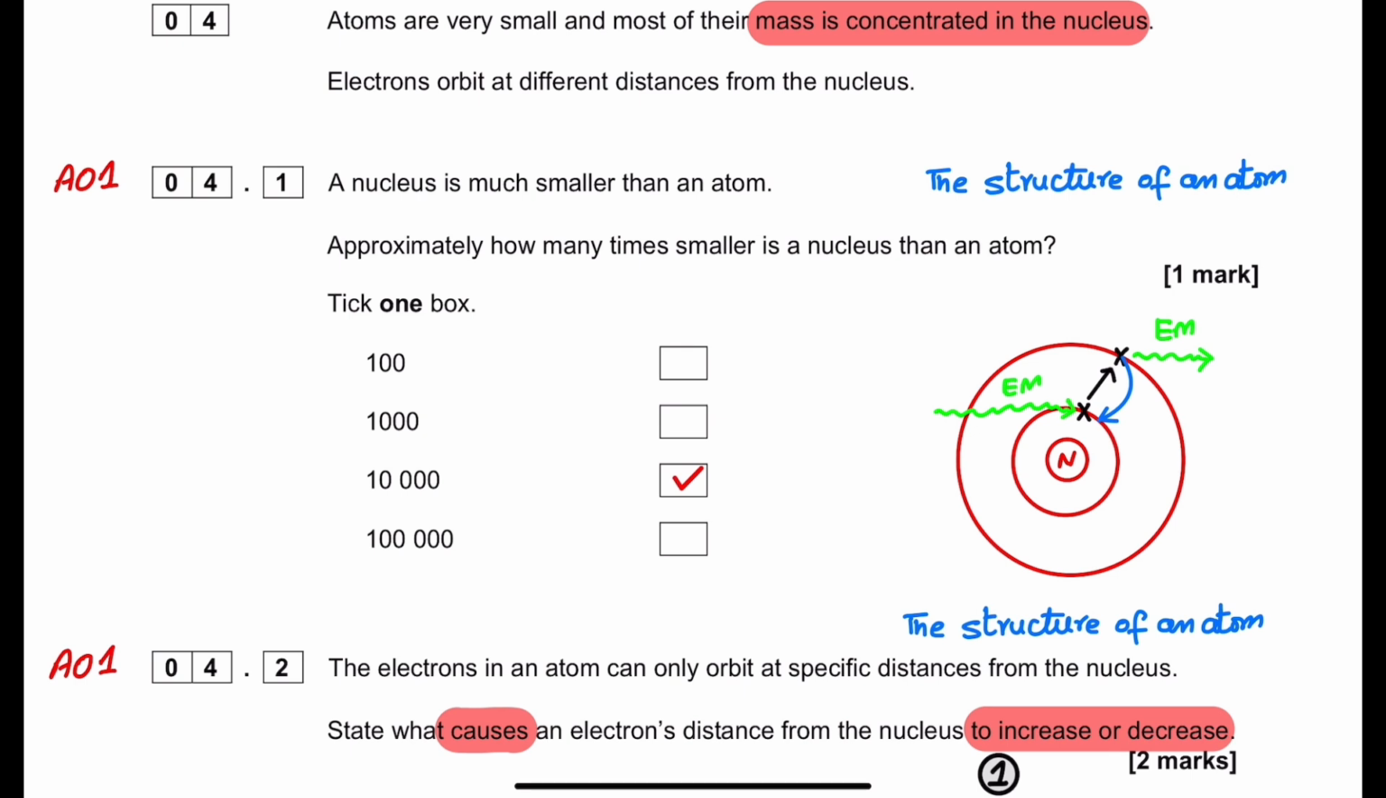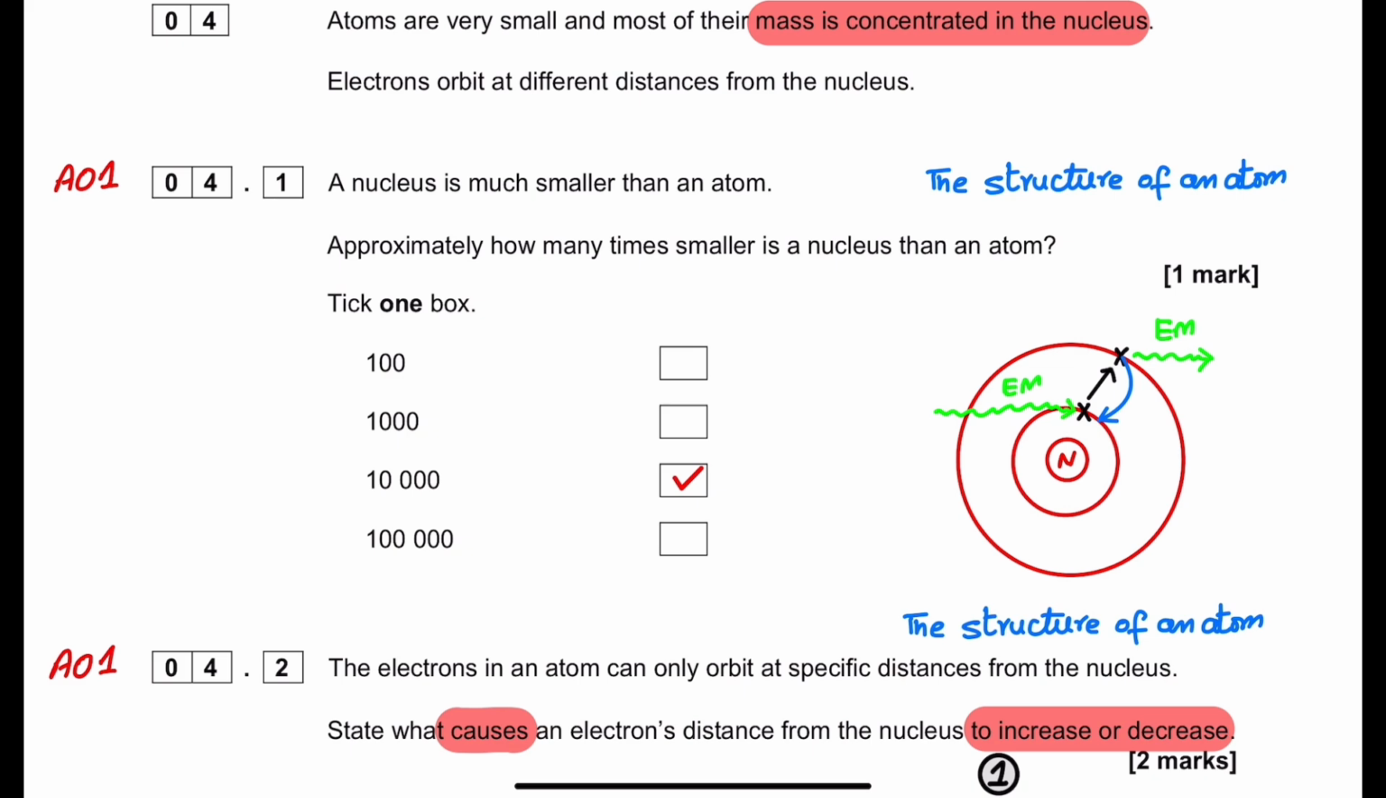If we have a model here, we have the nucleus and we have an electron. When electromagnetic radiation comes and this electron absorbs it, the electron becomes excited. When it becomes excited, it moves from the low energy shell to the high energy shell and it starts revolving around the nucleus. But when this electron emits radiation, it becomes de-excited. It will come back to the low energy shell and the distance of the electron from the nucleus will decrease.